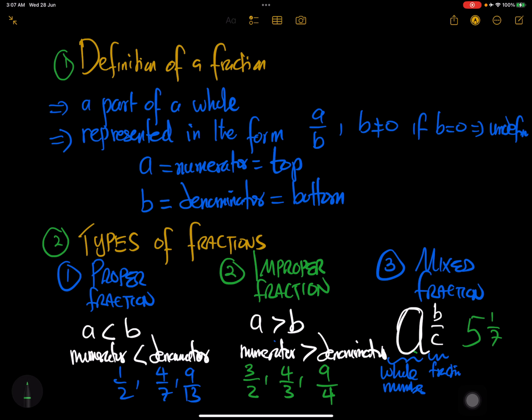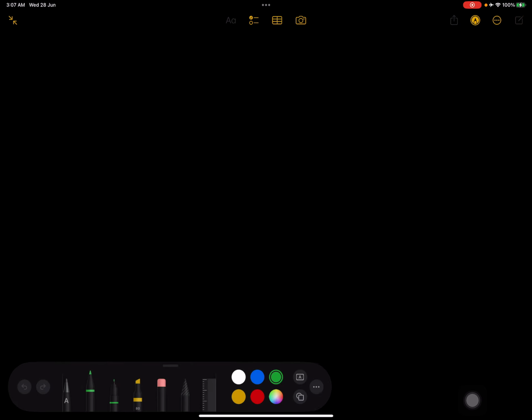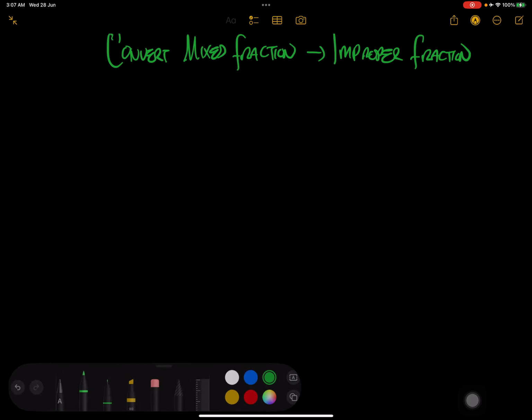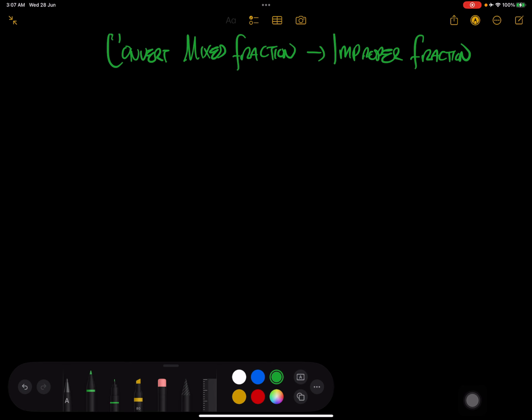Now we're going to look at how we can convert a mixed fraction into an improper fraction. That's what we're going to look at, and how we can change a mixed fraction to an improper fraction. So let's quickly look at how we're able to do that.